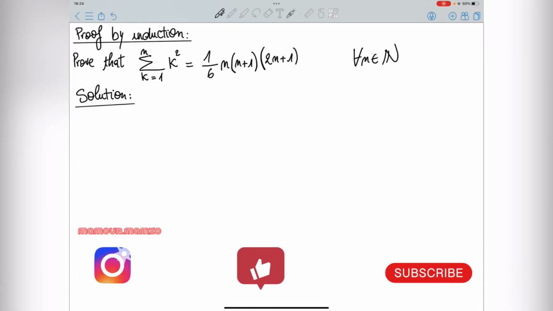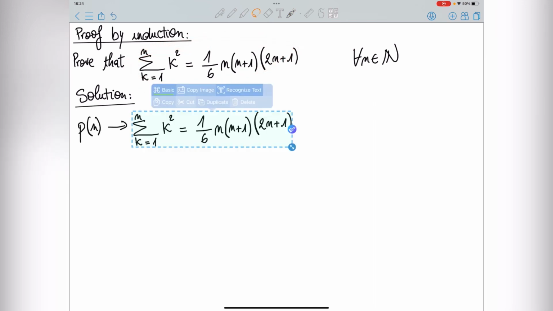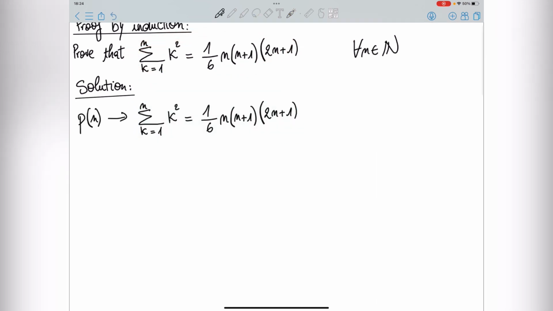Hi guys, in today's video we have a proof by induction. So this is our proposition. We can write it down as P of n. The first thing we need to check is that this proposition holds for the base case, which is 1 in this case. So we need to check that P of 1 is true.